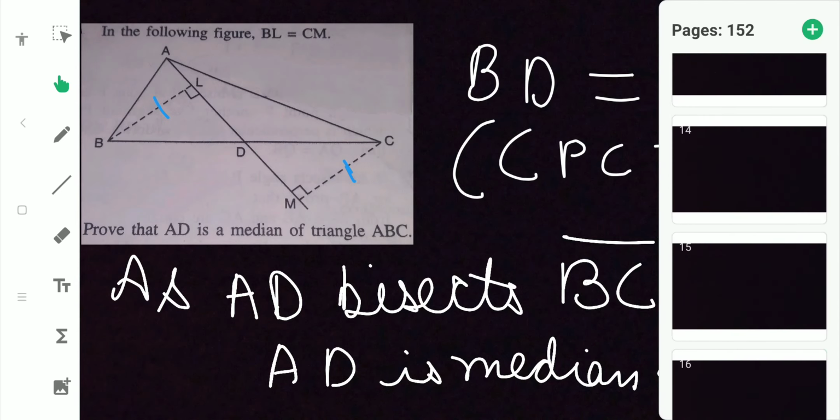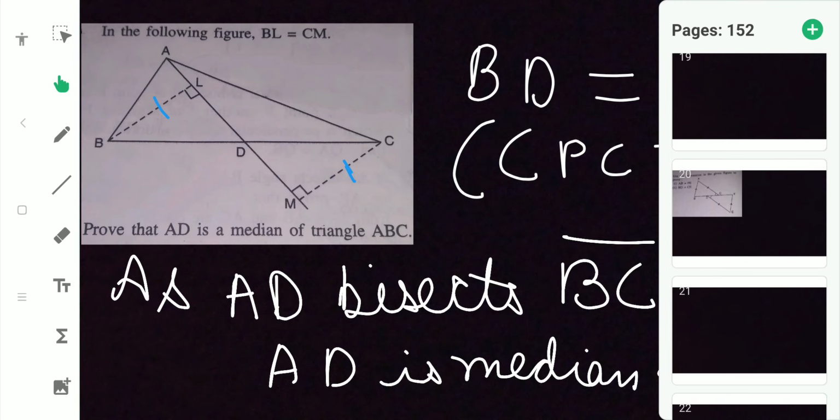So let us go on to the next question, as we have proved this question. The question is on your screen. Here again a figure is given. The figure is also on your screen.